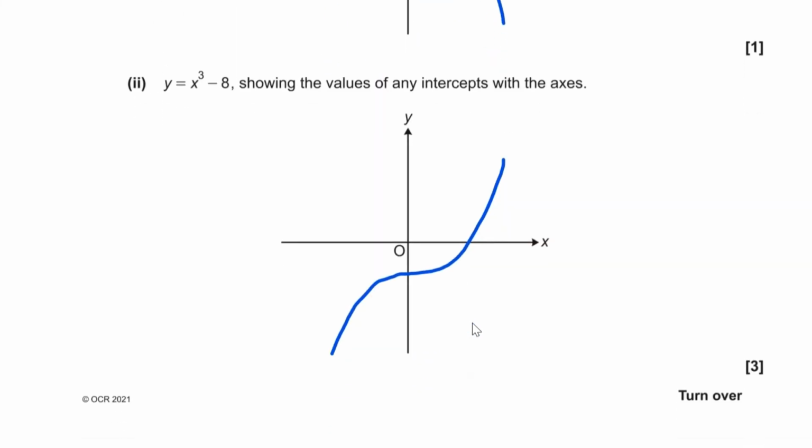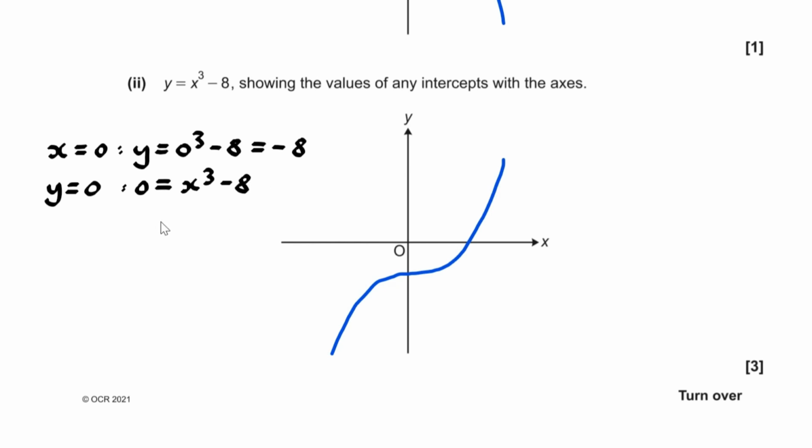Now what we have to do is show the intercepts with the axis. So for us to show the intercepts with the axis, when x is 0, we've got y equals 0 cubed subtract 8, which is equal to negative 8. And when y is equal to 0, I've got 0 equals x cubed subtract 8. So x cubed is equal to 8, which means x is the cube root of 8, which is equal to 2. So it crosses here at 0, minus 8, and crosses here at 2, 0.